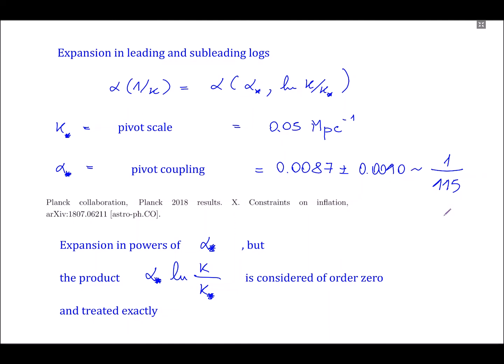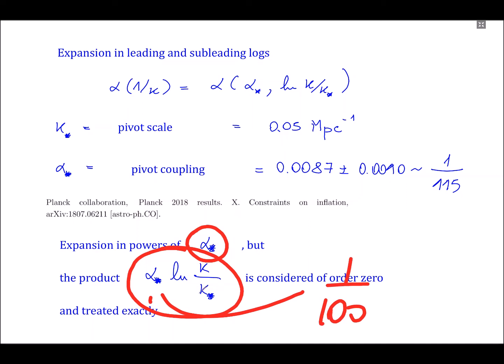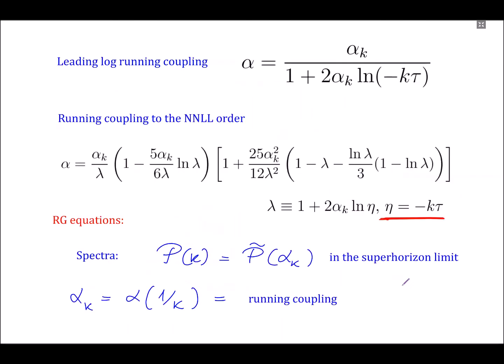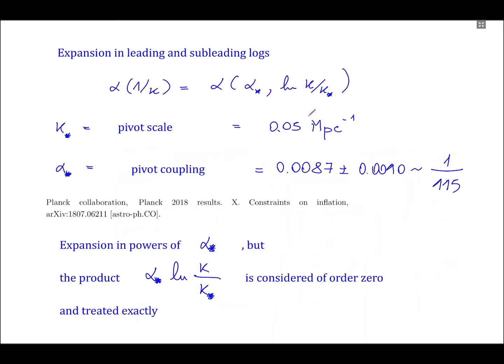A comment: what do I mean by resumming leading and subleading logs, which is the renormalization group flow enhancement? If you view it as a renormalization group flow, you have this gain, that instead of expanding in powers of alpha, you can expand in powers of alpha, but keep this product of order 0 and treat it exactly. Okay, this is 1 divided by 100. But the log in the spectra of Planck is something like 10, could be. So it's good to have this quantity exactly resummed. See, this is an exact expression, and inside the running coupling to the next to leading log order, you have similar exact expressions where the product alpha log is treated exactly.